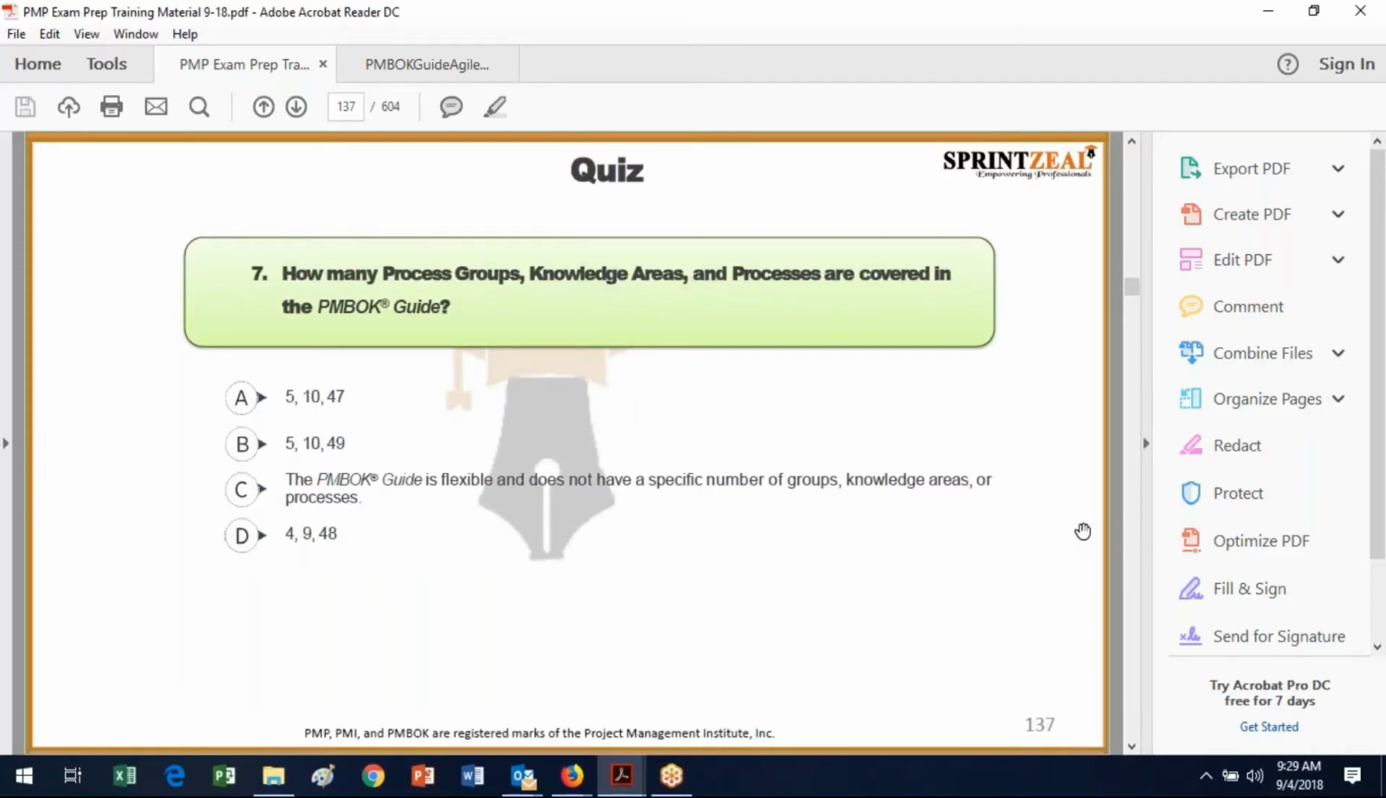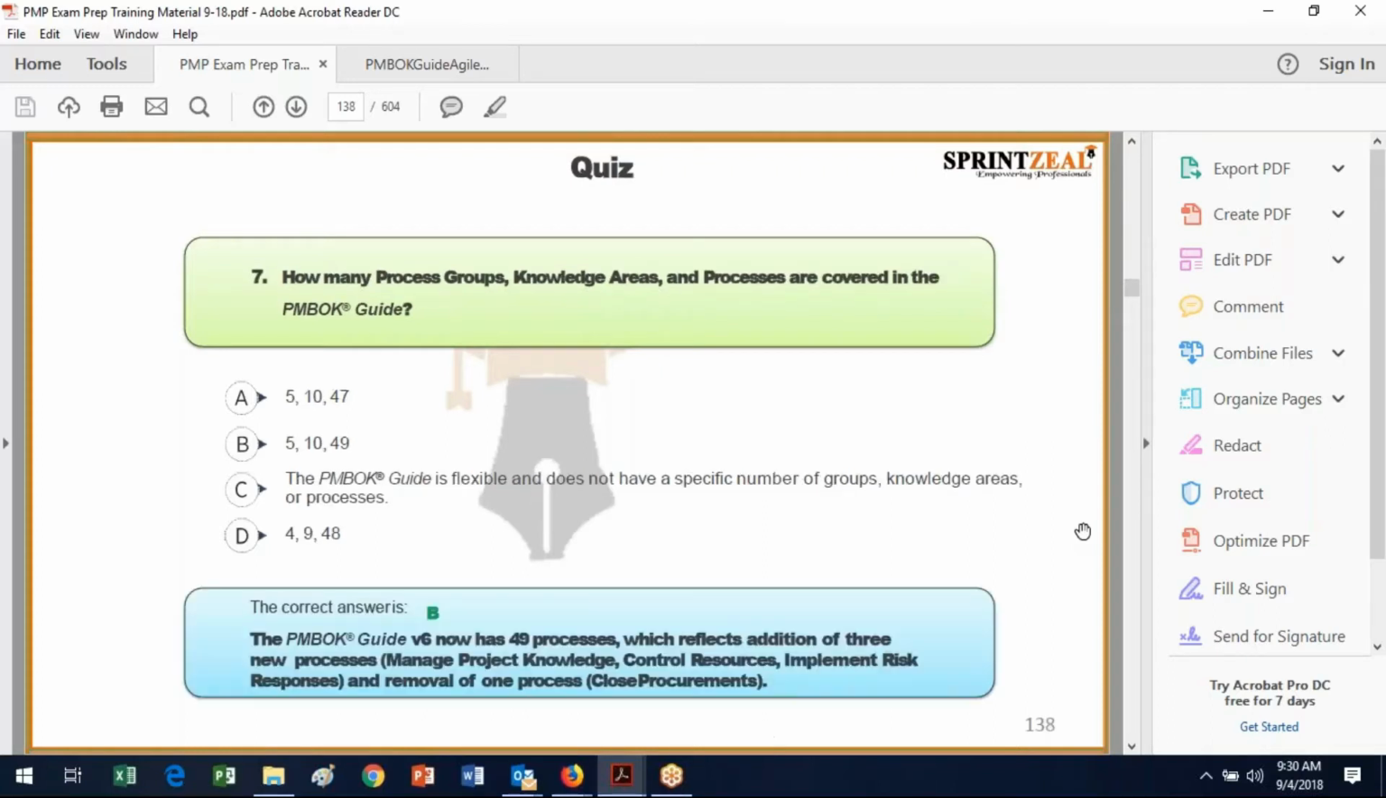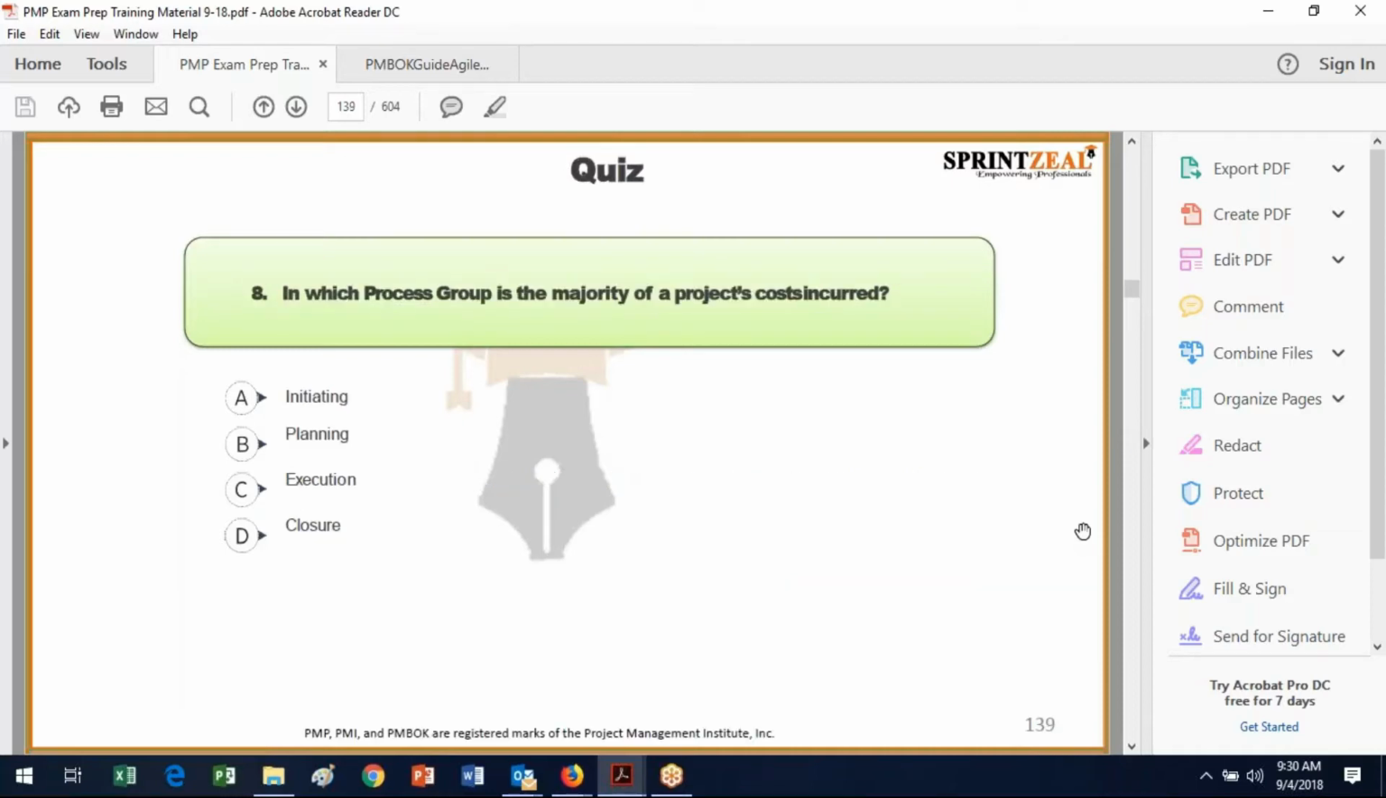Okay, next question. How many process groups, knowledge areas, and processes are covered in them? That would be knowledge areas and processes. That would be B. B as in Bravo? B as in Bravo. Very good. There are 5 process groups, 10 knowledge areas, and 49 processes. And again, as the change from the PMBOK 5, they took out close procurements and they added the 3: manage project knowledge, control resources, and implement risk responses.